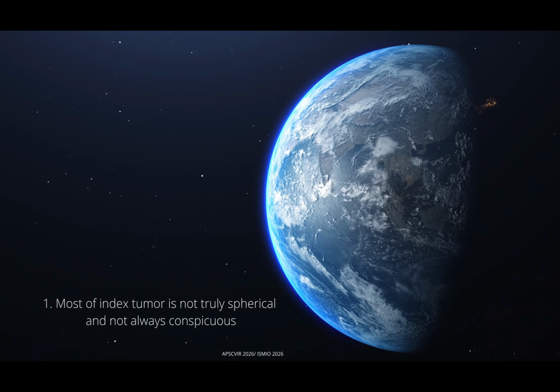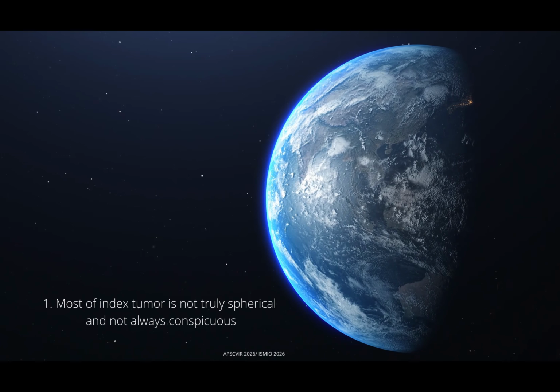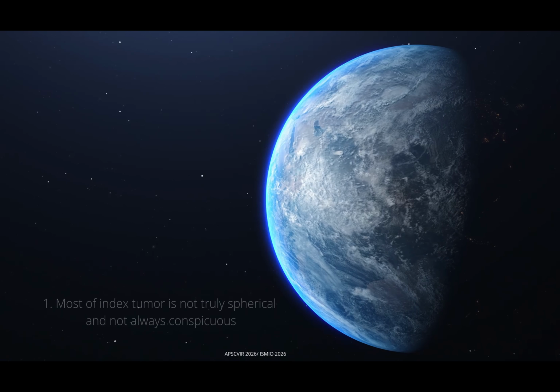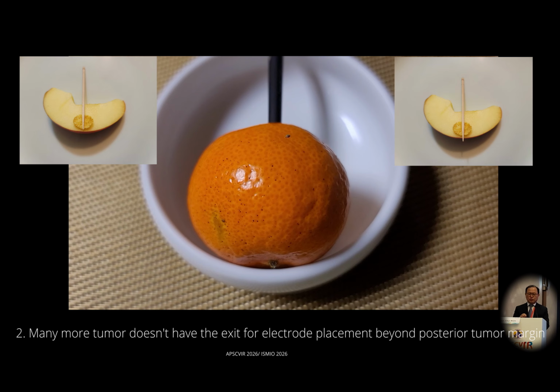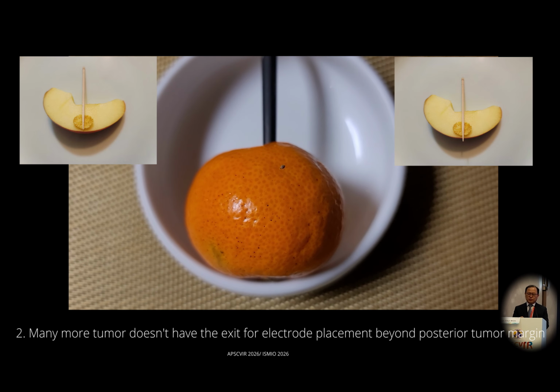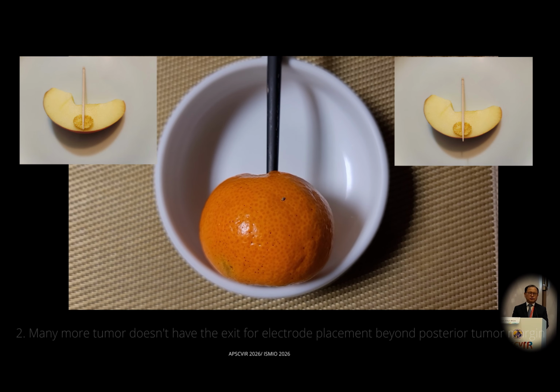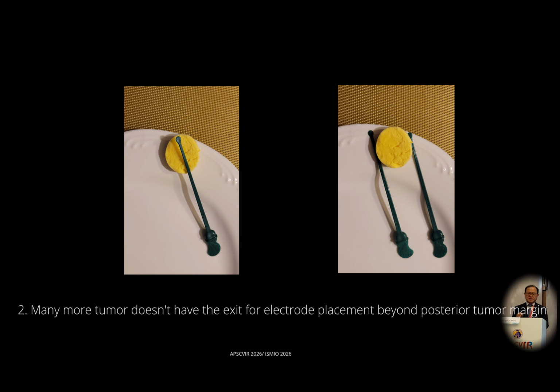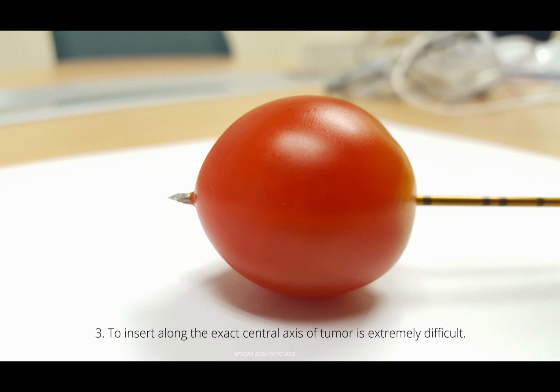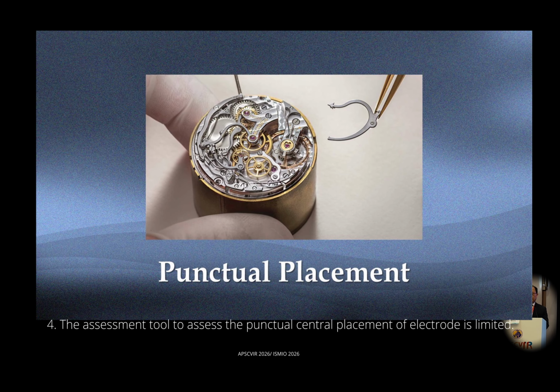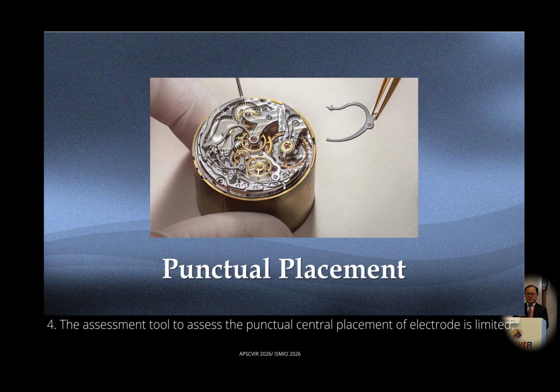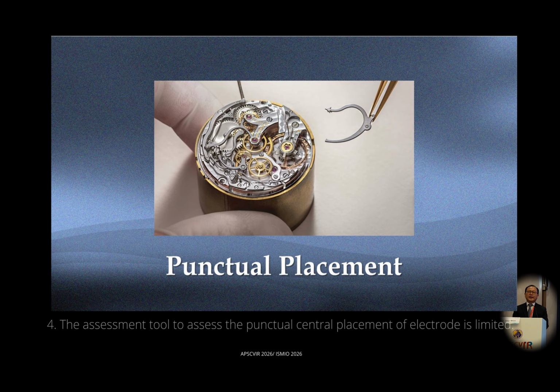Again, most of our index tumors are not truly spherical and not always conspicuous like this. And many tumors don't have an exit for electrode placement beyond the posterior ablative margin. And also to insert along the exact central axis of the tumor is extremely difficult, even for experts. And also, an assessment tool to assess the actual central placement of the electrode is currently limited.